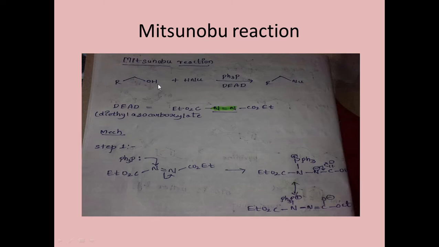Because OH is not a good leaving group, we will first make it a better leaving group and then we will get this product. And this is the reagent we are using. This is diethyl azodicarboxylate. Here I might have forgotten to write dicarboxylate.